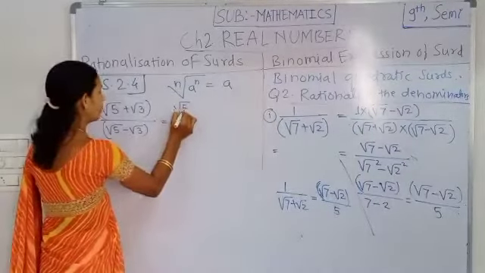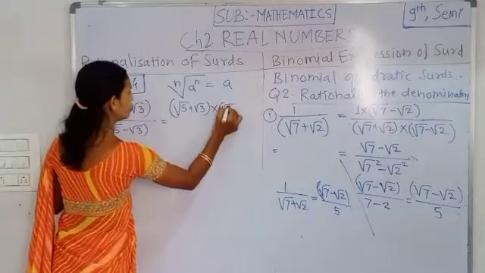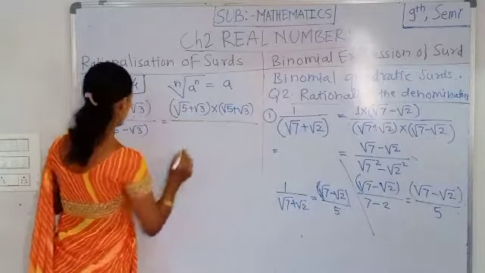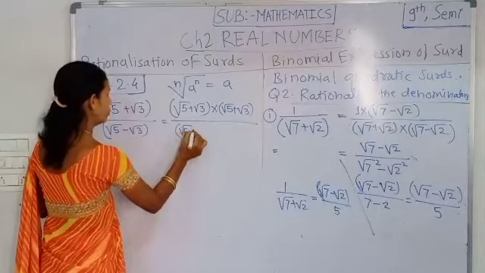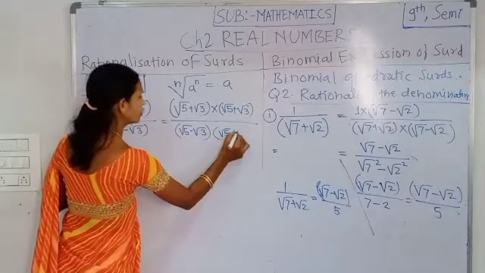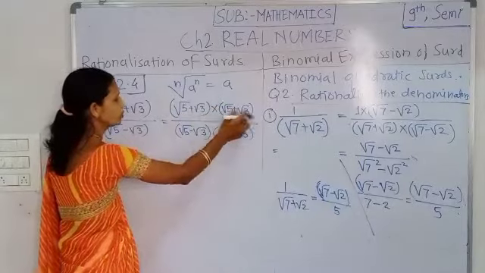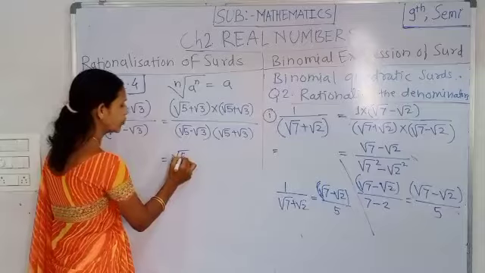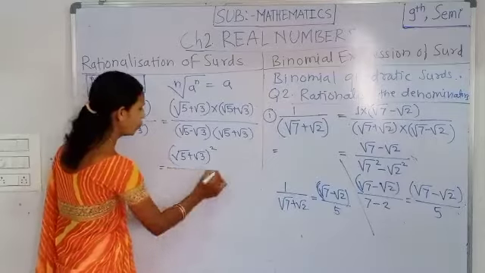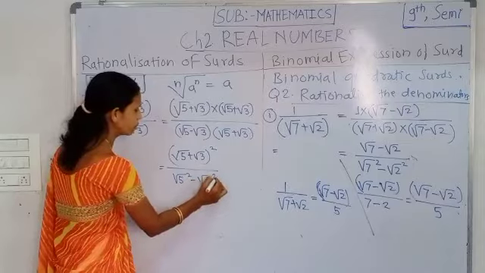Therefore, we have to multiply it by the conjugate pair, that is root 5 plus root 3 upon root 5 minus root 3 into root 5 plus root 3. Then, root 5 plus root 3 into root 5 plus root 3 is (root 5 plus root 3) whole square, upon root 5 square minus root 3 square.